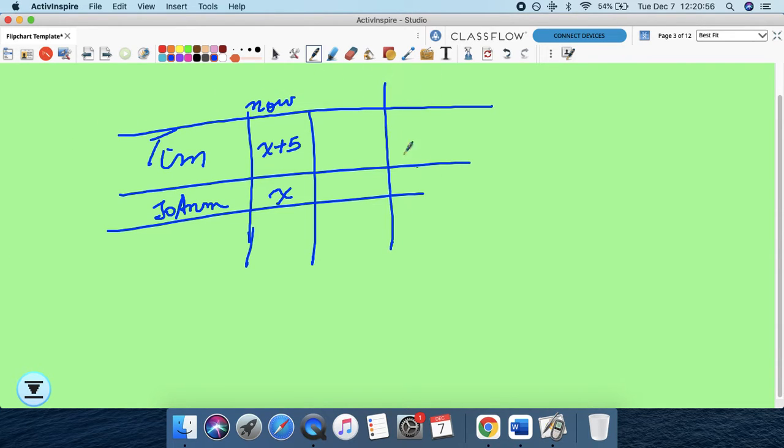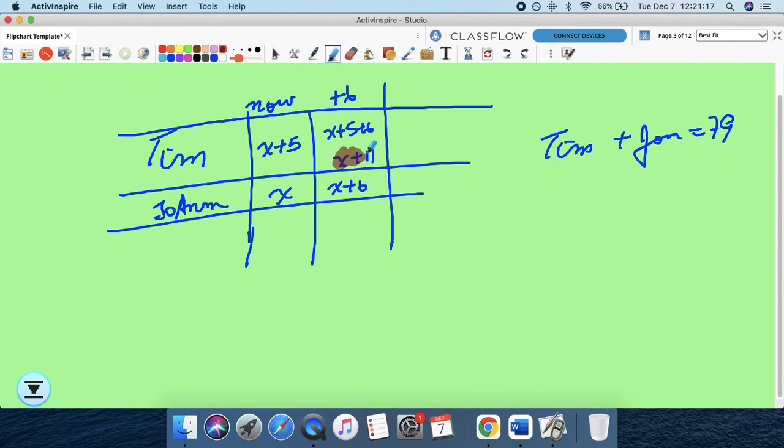6 years from now, so it's in the future, plus 6. Joanne is x plus 6. And Tim is x plus 5 plus 6, which is going to give me x plus 11. And 6 years from now, it says that Tim plus Joanne equals 79. So we're going to use their ages 6 years from now. Their sum of ages is 79. So Tim is x plus 11. Joanne is x plus 6. And that's going to give me 79.